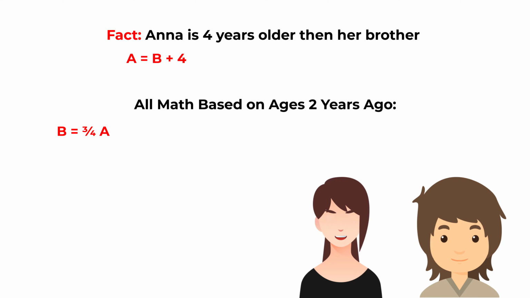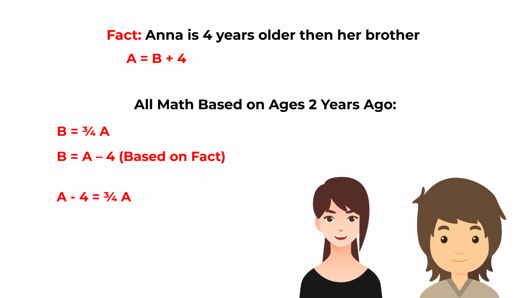Now let's use factual information about the brother's age. Brother's age equals Anna's age minus 4. And now we can create an equation based on Anna's age at the moment of time 2 years ago. Anna's age minus 4, based on the fact, equals 3/4 of Anna's age, which means that Anna's age minus 3/4 of Anna's age equals 4, 1/4 of Anna's age equals 4, and Anna's age equals 16.